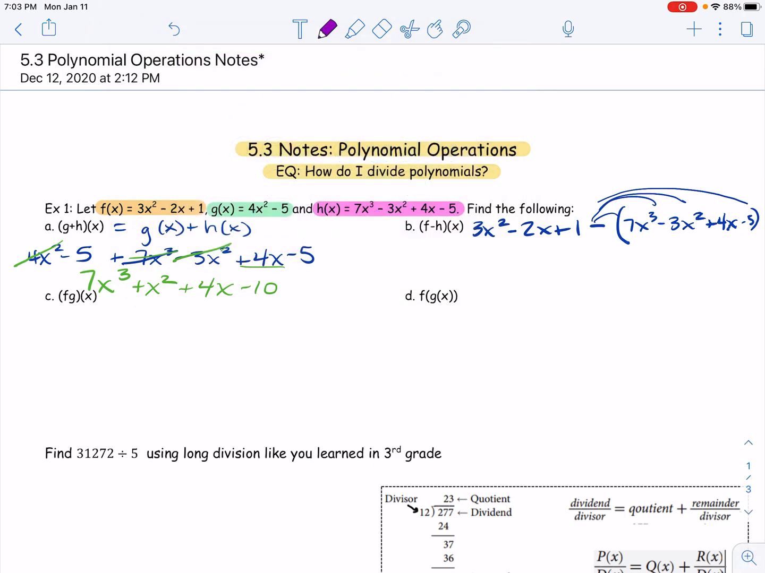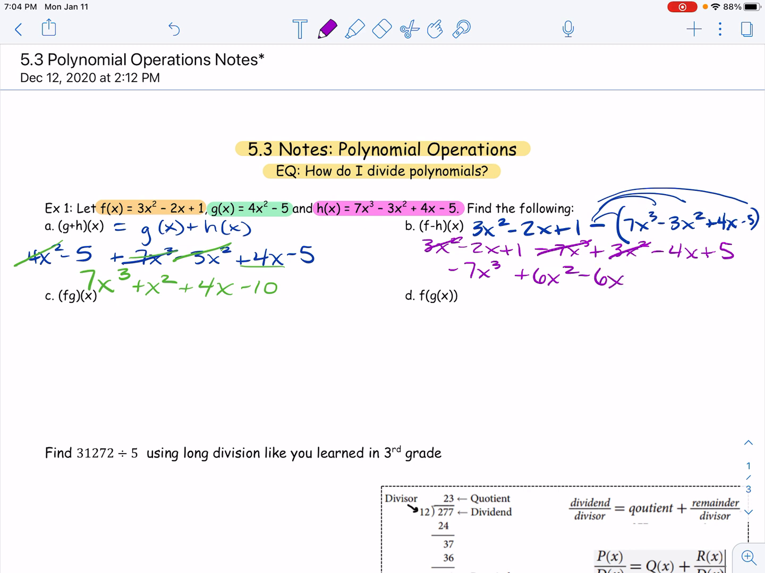So what I'm going to do is rewrite that step. I'm going to say this is 3x squared minus 2x plus 1 minus 7x cubed plus 3x squared minus 4x and then plus 5. And so now I want to write it in standard form: negative 7x cubed plus 6x squared, minus 6x, and then plus 6. And there we have it.